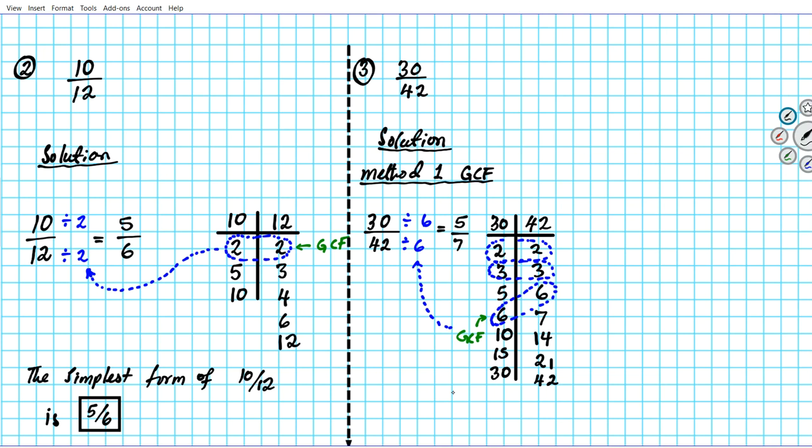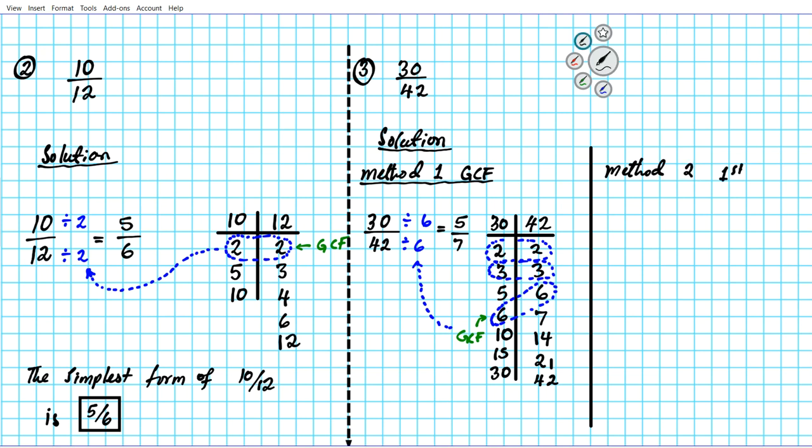Now, what if we didn't want to do that? What if we wanted to use whichever factor comes first? So method 2 is the first common factor method.